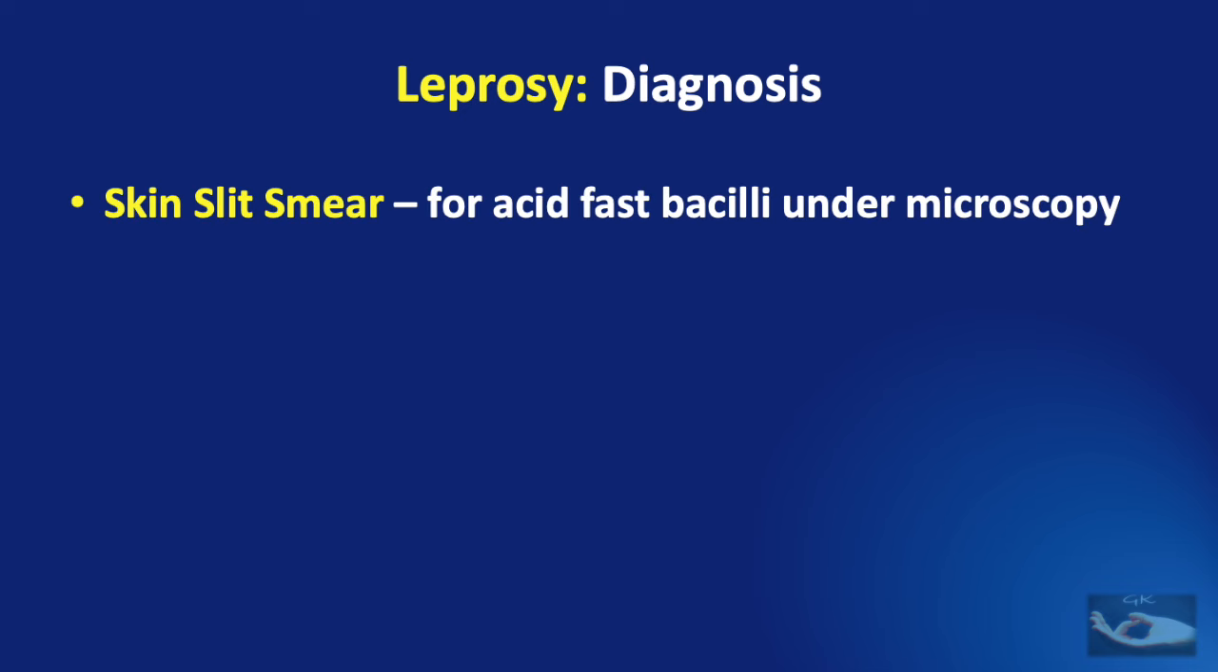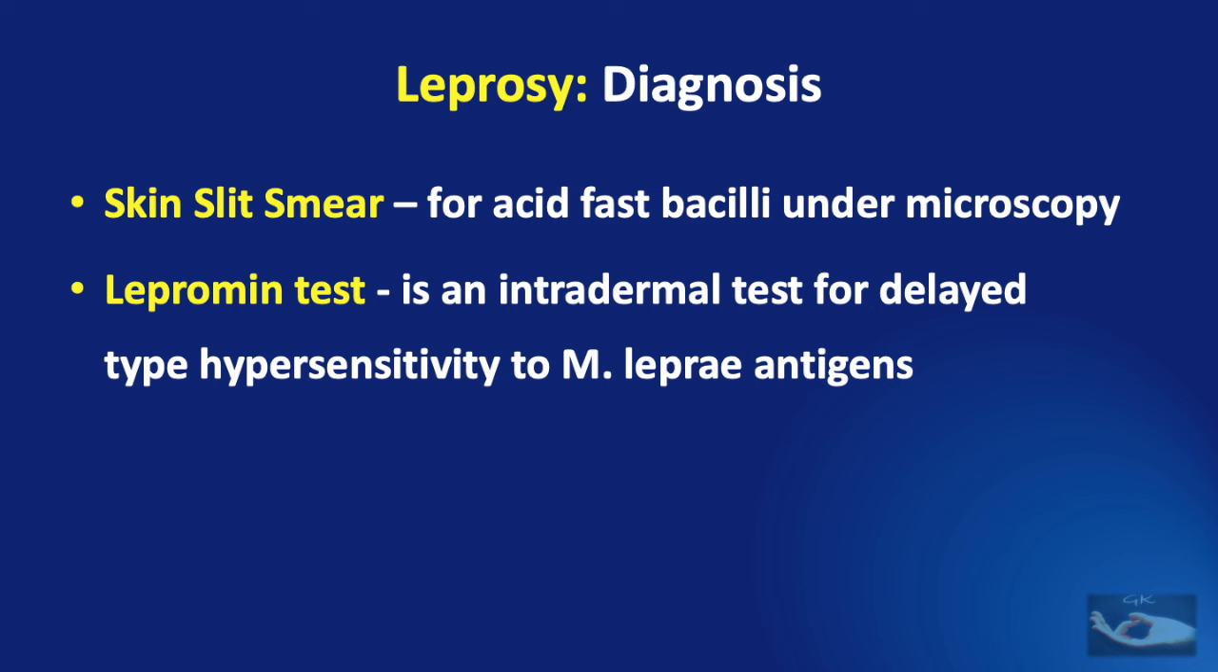The first is a skin slit smear, where a small slit is made using a sharp blade over the skin of the earlobe, forehead, or lesional skin, and then a smear is made by scraping the exposed dermis onto a glass slide and examining for acid-fast bacilli under microscopy. But this is useful mainly for multibacillary leprosy. The lepromin test is an intradermal test for delayed type hypersensitivity to Mycobacterium leprae antigens. Although not specific, it is helpful for classifying the type of leprosy.